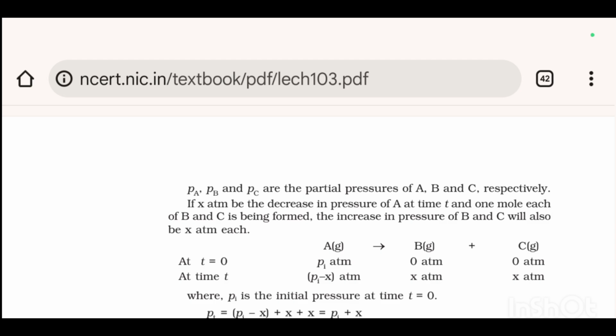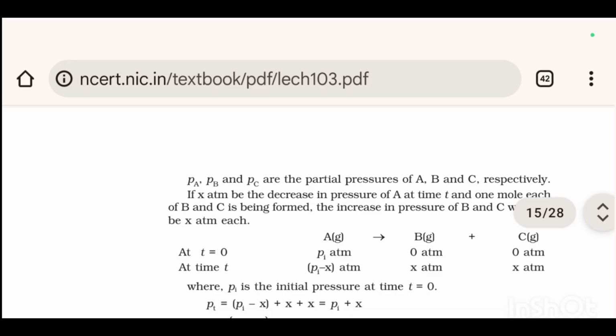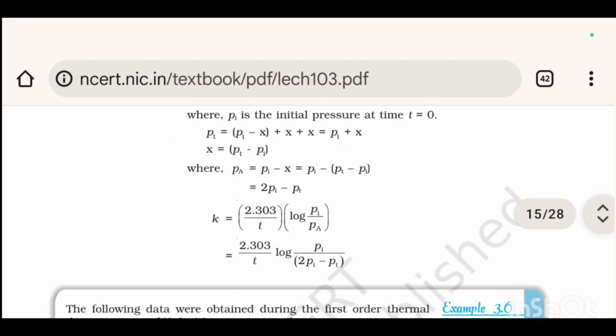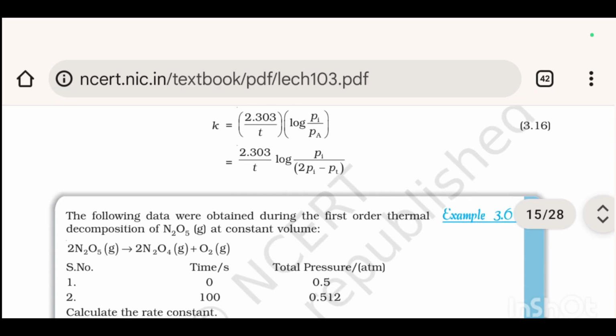At time t equals 0, A gives B plus C: Pi atm, 0 atm and 0 atm, and at time t, Pi minus x atm for A, x atm for B and x atm for C, where Pi is the initial pressure at time t equals 0. Pt equals Pi minus x plus x plus x, which is Pi plus x, and x equals Pt minus Pi. Pa equals Pi minus x, which equals 2Pi minus Pt. Hence k equals 2.303 by t log Pi upon Pa, which equals 2.303 by t log Pi upon (2Pi minus Pt).